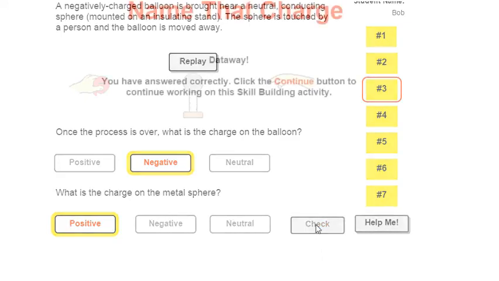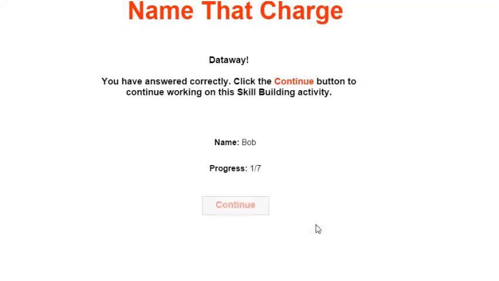And again, you can check your answer, and sure enough, we're correct. And there's 7 other situations that you can go through to make sure you understand how this all works. So good luck.